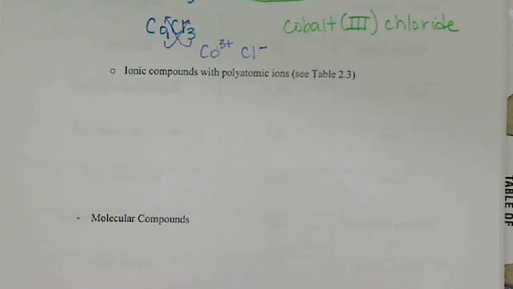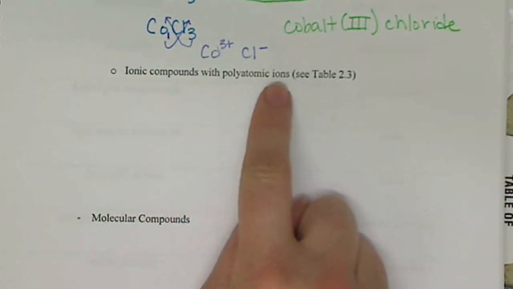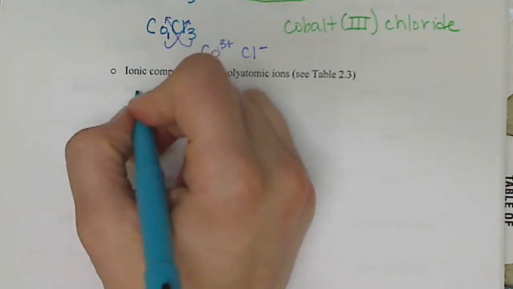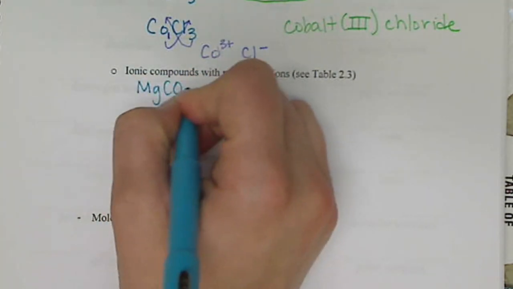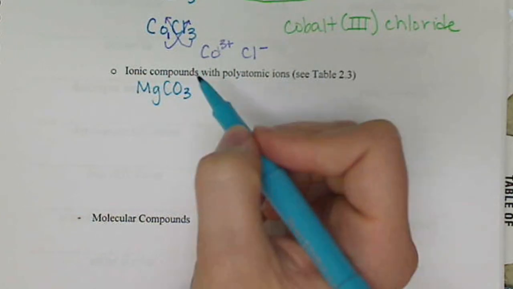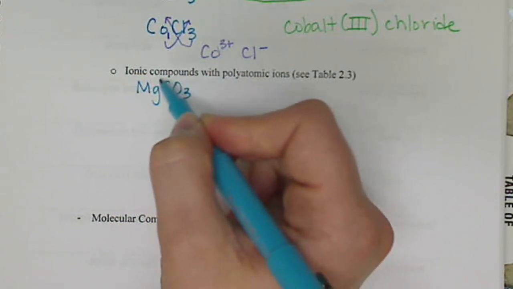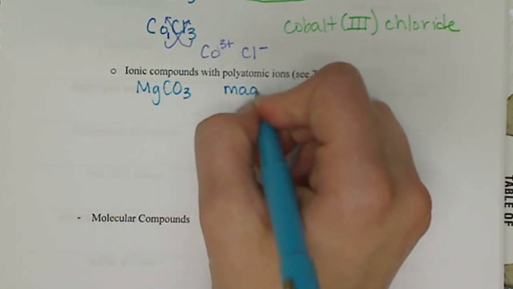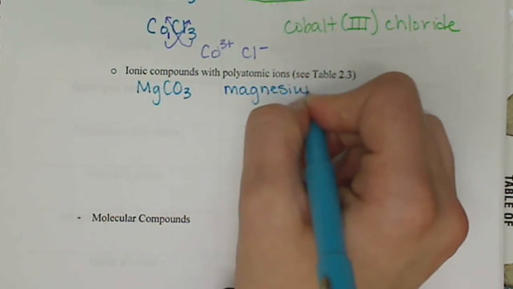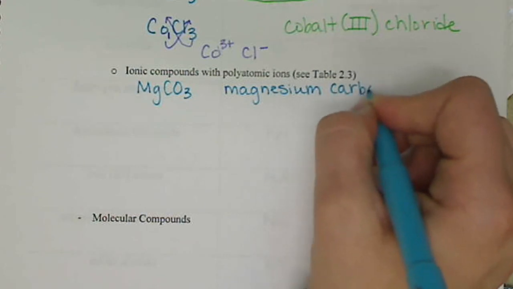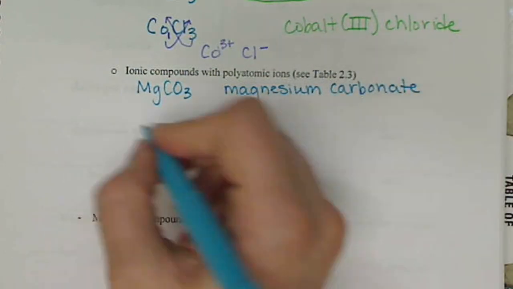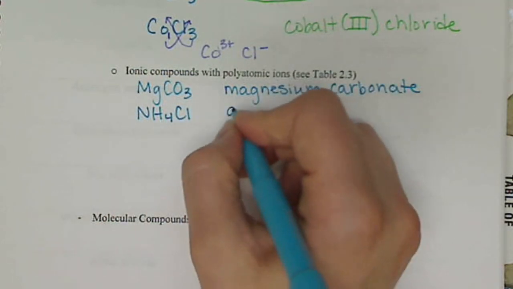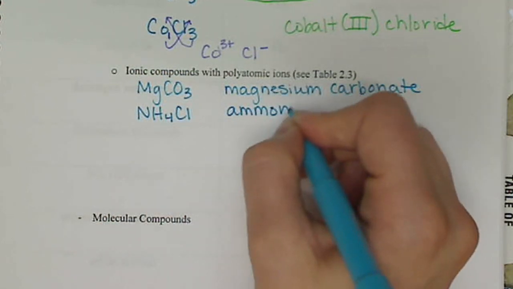All right. When we name ionic compounds with polyatomic ions, see table 2.3 for more examples, the same rules apply. We're just naming it with the ion names without the word ion. So this is the carbonate ion. So with magnesium, this would be magnesium carbonate. We had, say, NH4Cl. This is ammonium chloride.